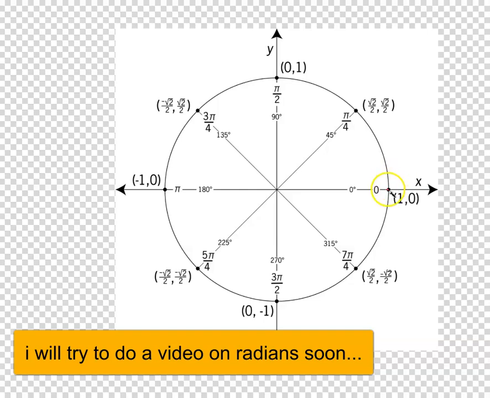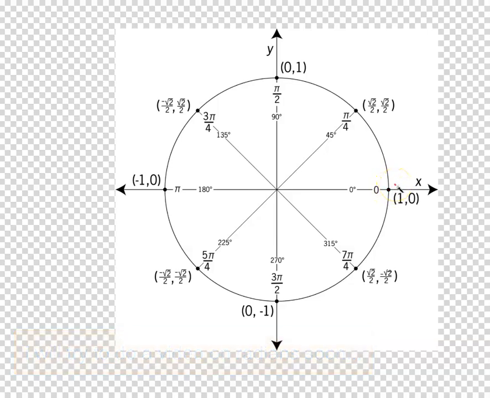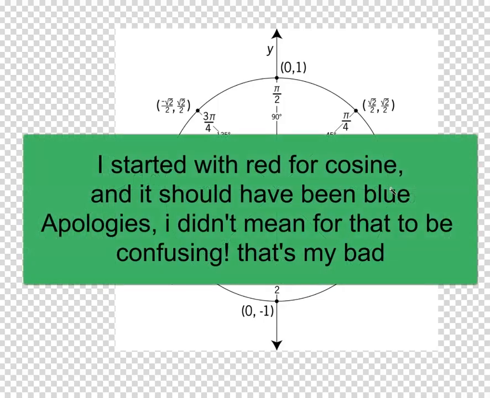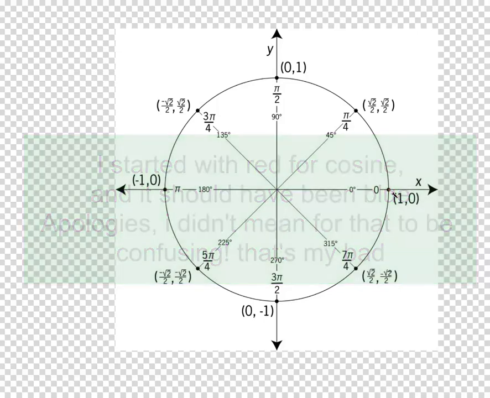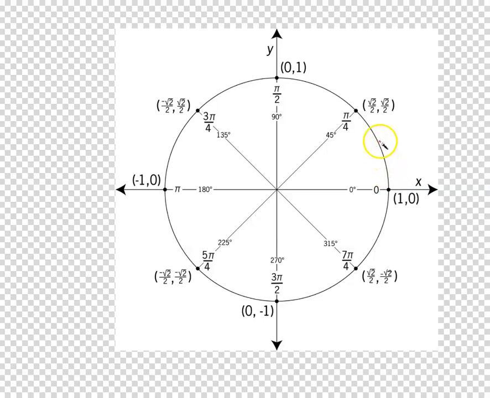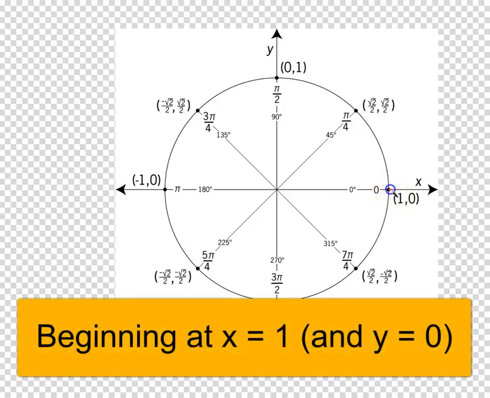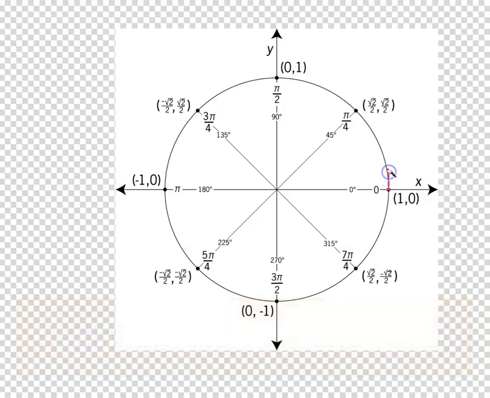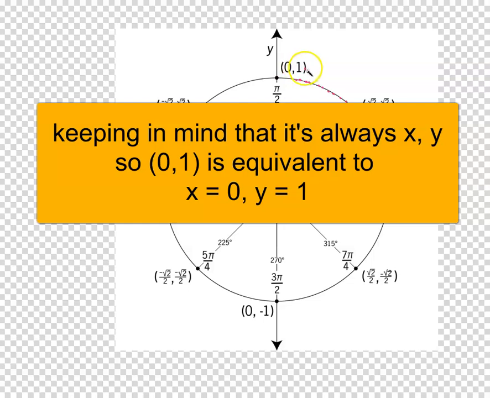For instance, let's start with the cosine wave. Like we said, it's defined as a projection of a point rotating around the unit circle. So if we start at x equals 1, which is right here, we keep going, and it becomes smaller and smaller as it approaches 0. Keeping in mind that the first value here is always x, followed by the value for y.